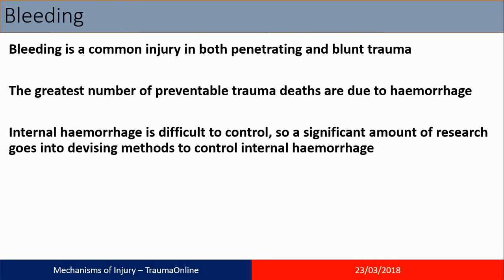So bleeding is very common in trauma, and it causes the greatest number of preventable deaths. And this is because internal hemorrhage is very difficult to control. And a lot of research goes into trying to improve new ways of preventing this internal hemorrhage. And things such as REBOA, which has recently been introduced and trialed across a number of centres in the UK, is one of the examples of new methods of trying to prevent this hemorrhage.